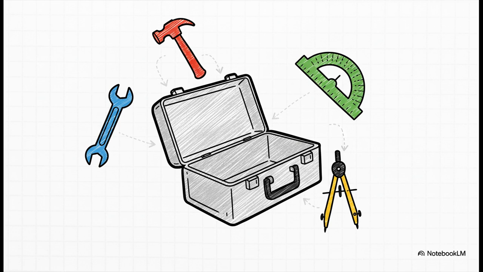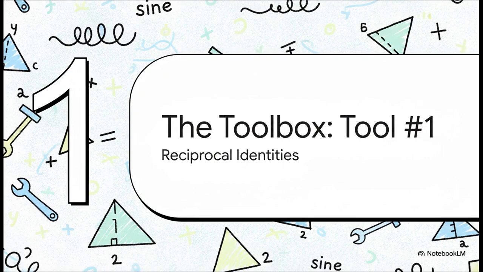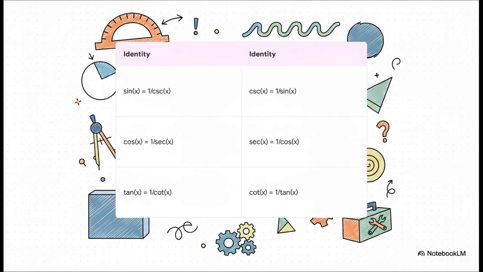These are the tools you're going to use again and again to break down complicated stuff into something way more manageable. All right, first tool for the toolbox, the reciprocal identities. These are the most basic ones, and they just connect each trig function to its mathematical flip side. And you can see how they pair up. Sine is just 1 over cosecant. Cosine is 1 over secant. Tangent is 1 over cotangent. And of course, it works the other way around too. It's a simple idea, but it's super powerful when you start rearranging things.